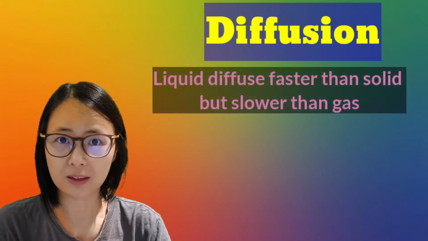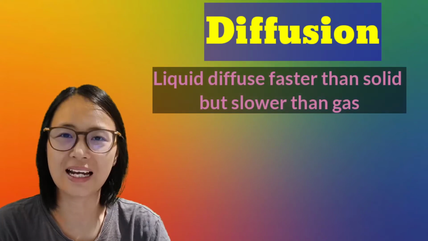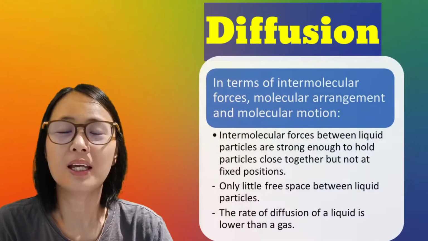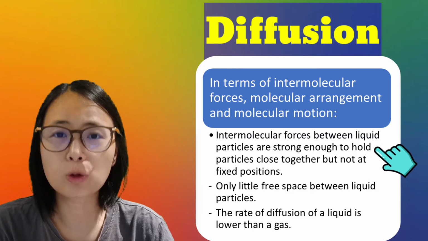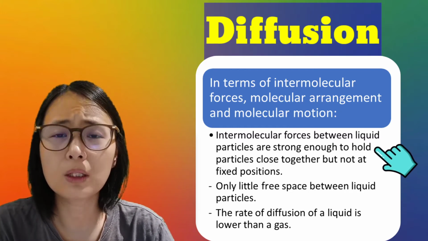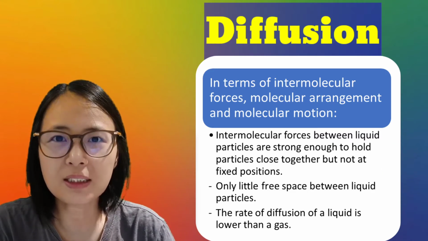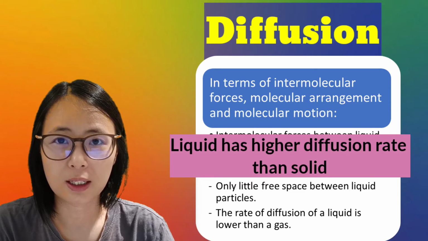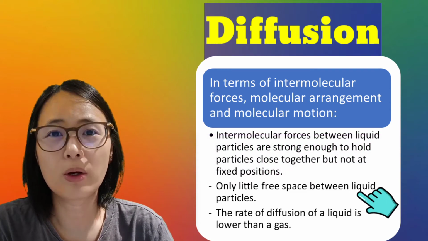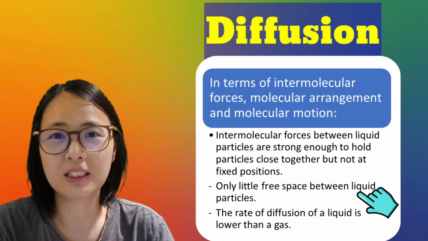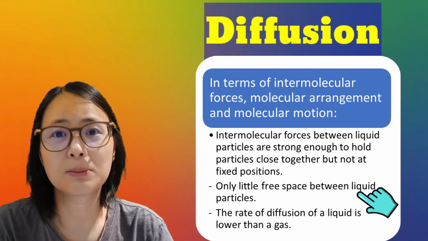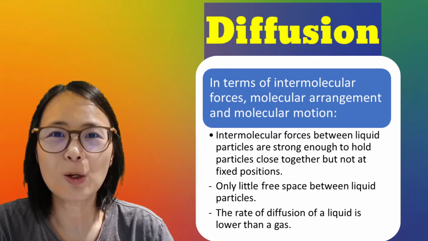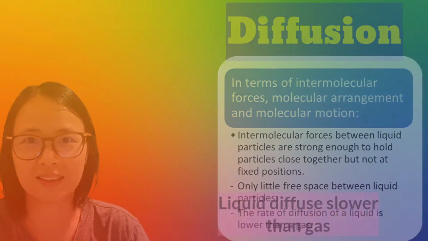The fifth property is diffusion. Liquid can diffuse faster than solid, but slower than gas. Why? Again, the intermolecular forces between liquid particles are strong enough to hold them close together, but not strong enough to hold them at fixed positions. Because of this, liquid can diffuse faster than solid. And between the liquid particles, there is only a little empty space, while in gas, there is a lot of empty space between the gas particles. Because of this, liquid can diffuse slower than gas.